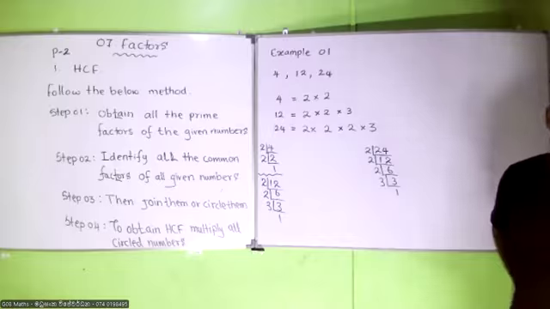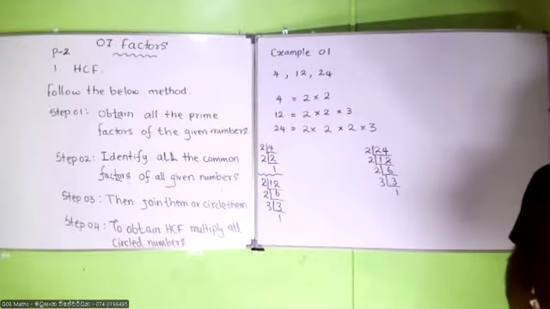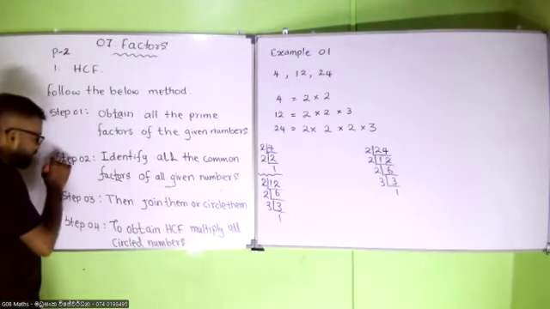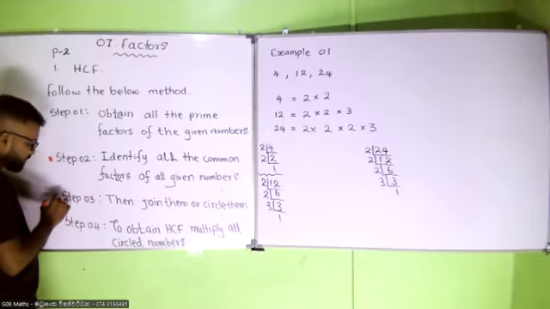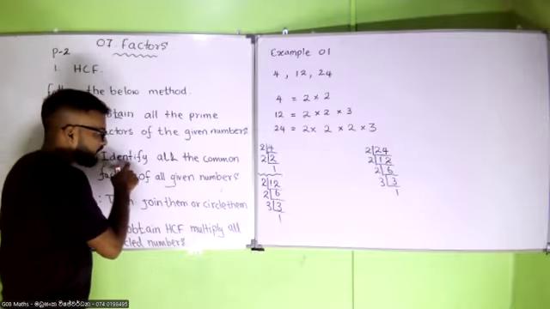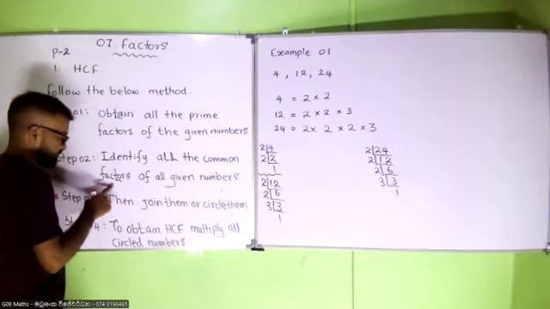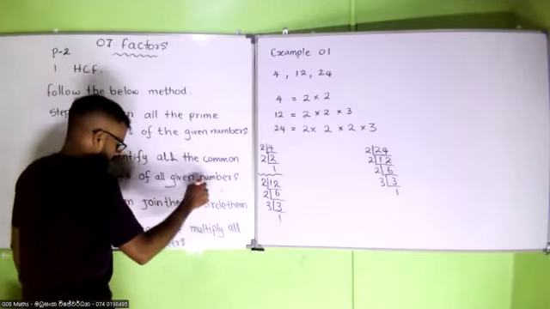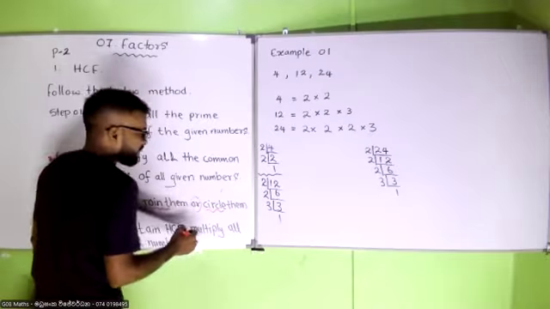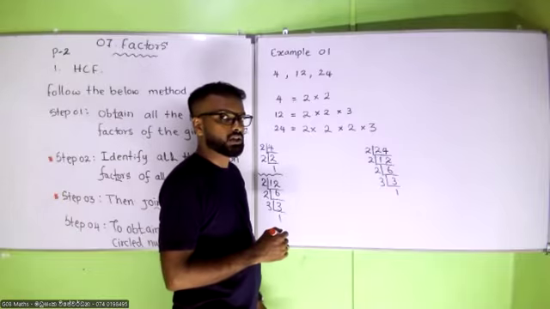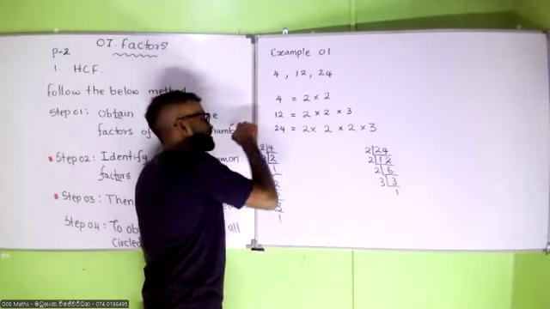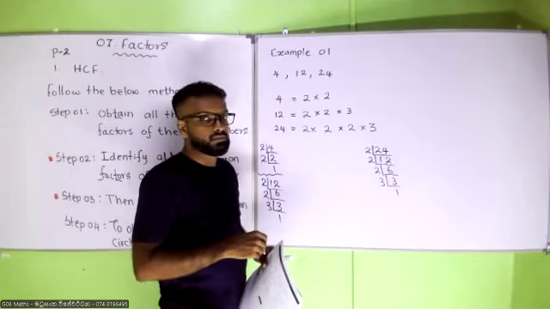Okay. So now I am going to take a different color pen so that you can understand this one very clearly. Now in step number 2 and step number 3, I have said to identify all the common factors of all given numbers, then join them or circle them. I am going to circle them. That is also joining. So for all of these 3 numbers, I need to find common factors.